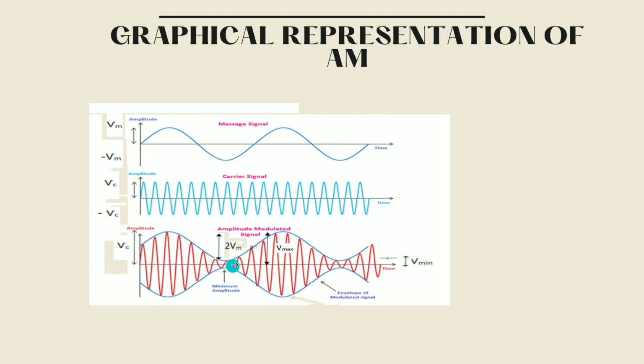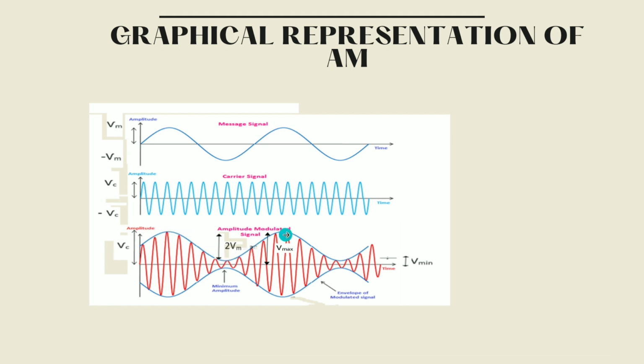Then the outer layer of the amplitude modulated wave looks like your message. Therefore, it is 2 Vm. So, this region carries the value 2 Vm. This region from the origin carries Vmax. This region from the origin is represented as Vmin. This is the zero amplitude axis.